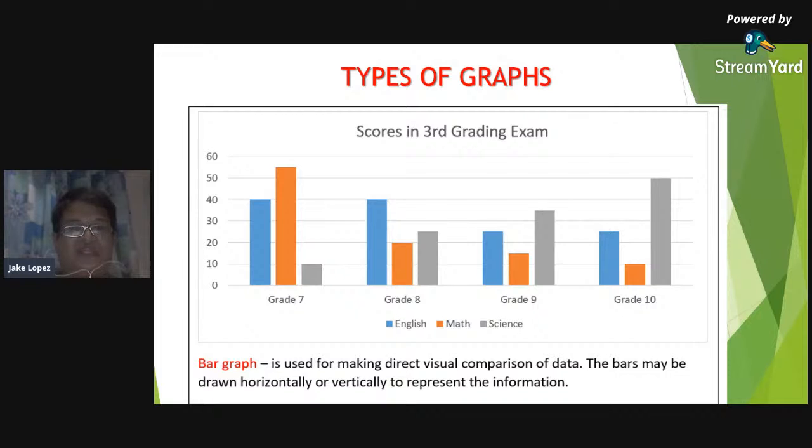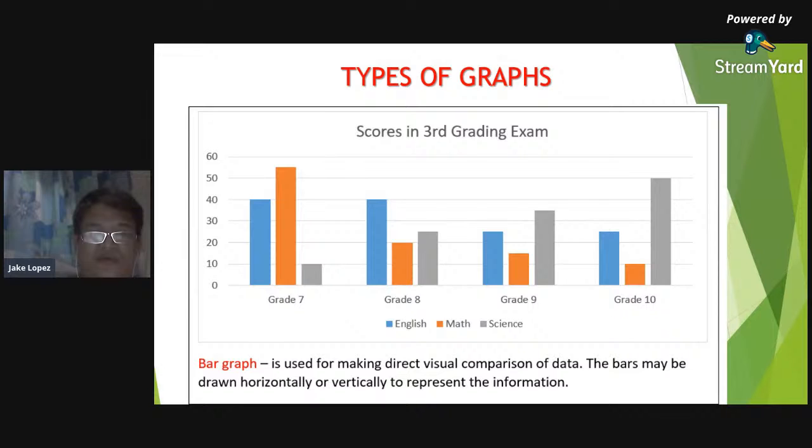So what can you see here? What can you interpret in this graph? So you can see that in the grade 7 level, they're high in math, right? So it's like approximately 55 in grade. Okay, so that's quite low actually sa standards natin, no?